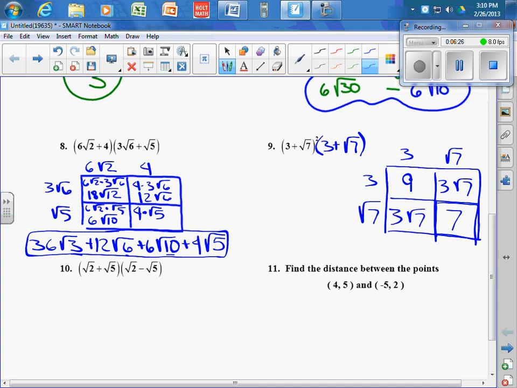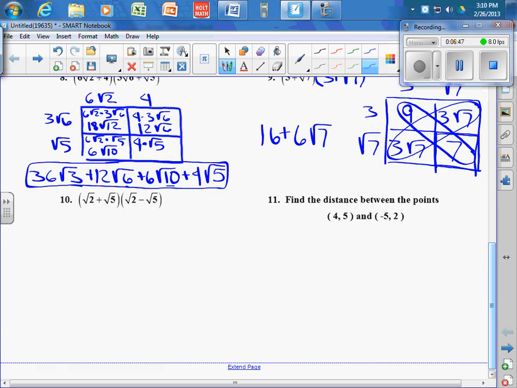I'm going to be combining like terms. The 9 and the 7 are going to be added together, and I'm going to get 16. Plus, I'm going to add these radical 7s together. 3 radical 7 plus 3 radical 7 is 6 radical 7. 16 plus 6 radical 7.